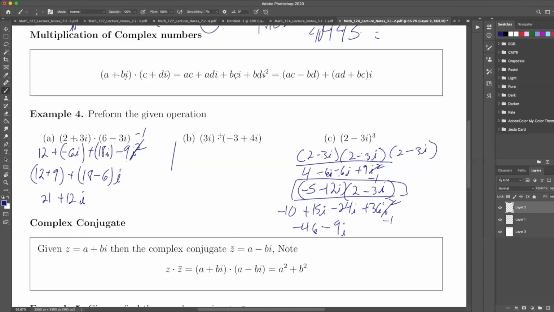Okay. Here, we don't always have to FOIL. Sometimes we can just distribute the 3i. So here, 3i times negative 3 just gives us minus 9i, and then 3i times 4i gives plus 12i squared. Well, i squared is negative 1, so it'll be minus 12 minus 9i. And so that's how we can compute that. This is how you perform all the operations.